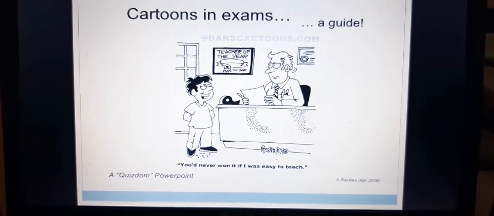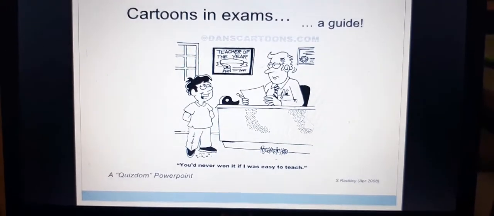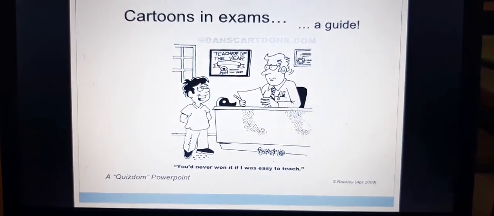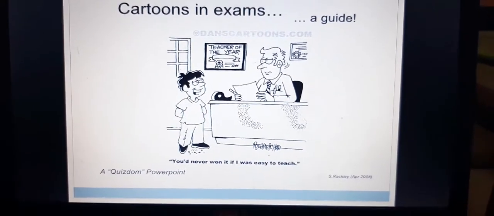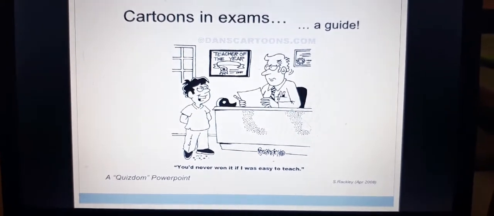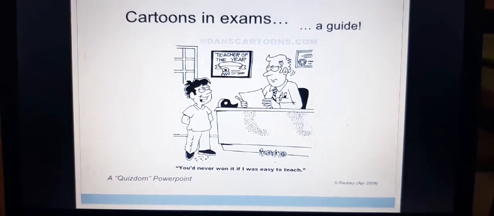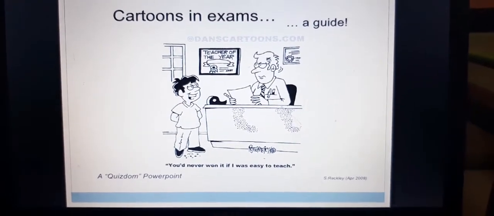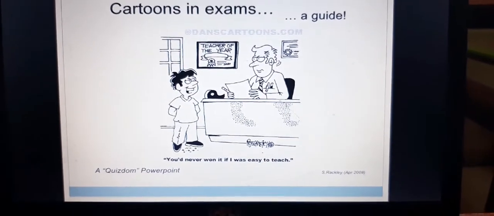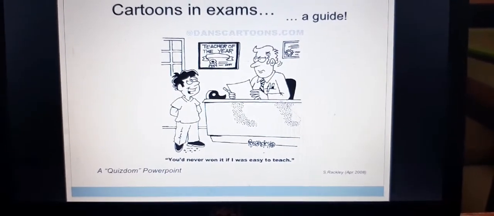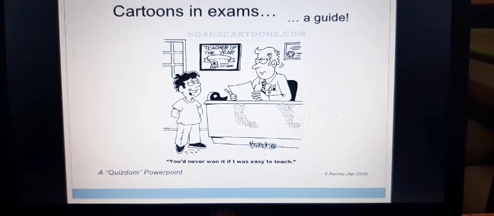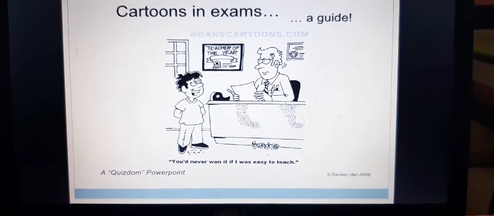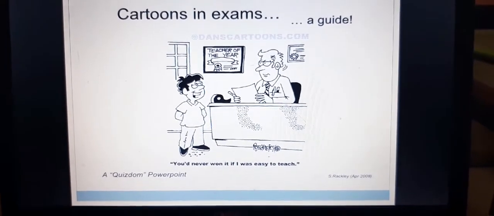Exams are written and there is an award on the wall, that is Teacher of the Year award. Somebody is sitting on the chair and a child is standing. So what could you observe? What is this cartoon about? If I ask you, what can be your answer? That this cartoon is about a teacher and a student. Next.